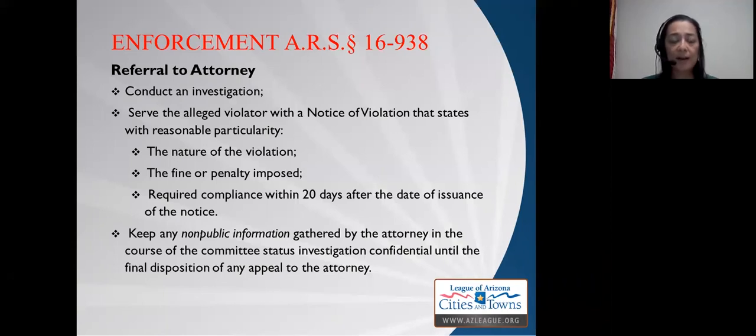The one thing I wanted to highlight here was keeping any non-public information gathered by the attorney confidential. I don't know what non-public information is, and it hasn't been defined. We have asked for a definition, but we haven't really gotten a response. From our perspective, most of the information you're going to receive is going to be public records. So I think that's what you need to default to.